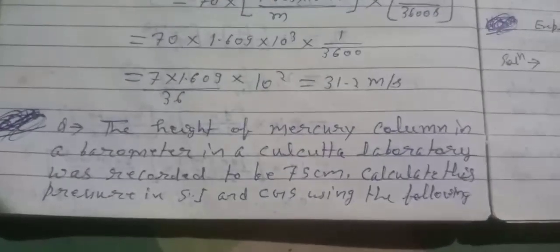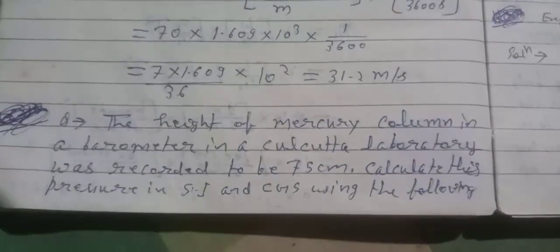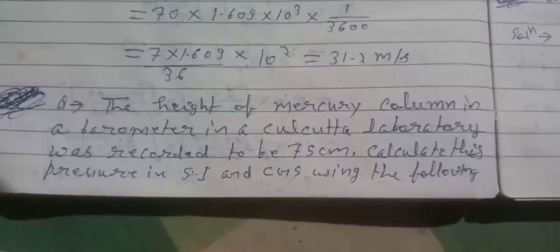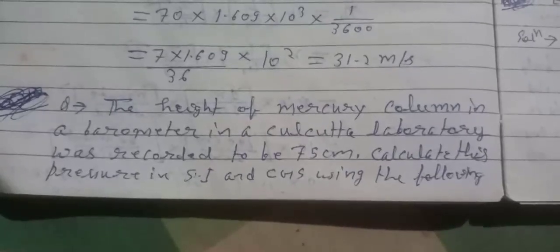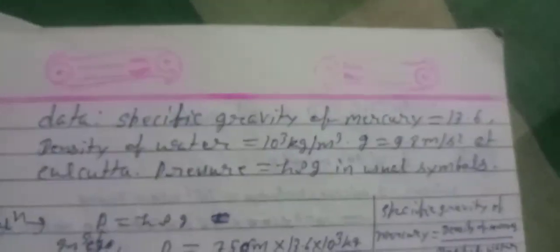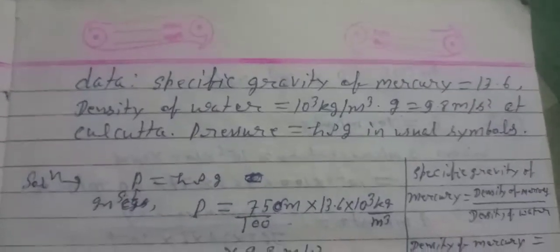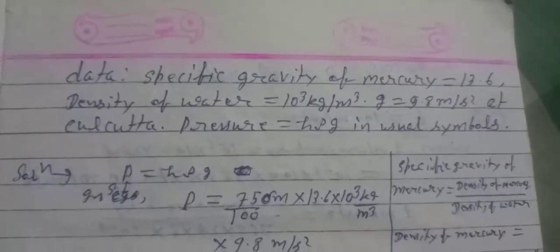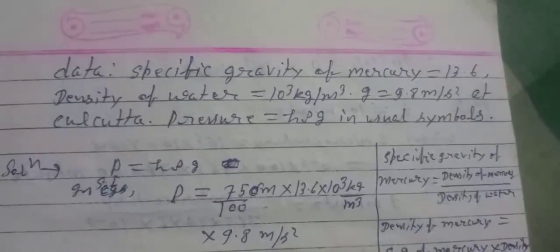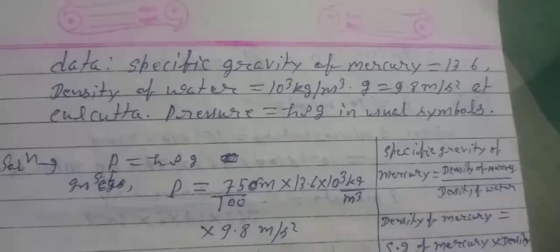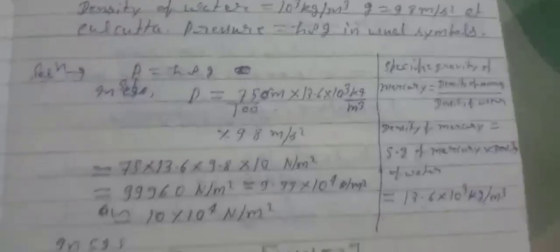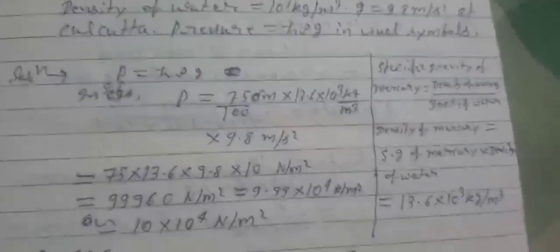Question. The height of mercury column in a barometer in a Calcutta laboratory was recorded to be 75 centimeter. Calculate this pressure in SI and CGS using the following data. Specific gravity of mercury is 13.6. Density of water 10 to the power 3 kg per meter cube. And g equals 9.8 meter per second square at Calcutta. Pressure equals h rho g in usual symbols. We have P equals h rho g.